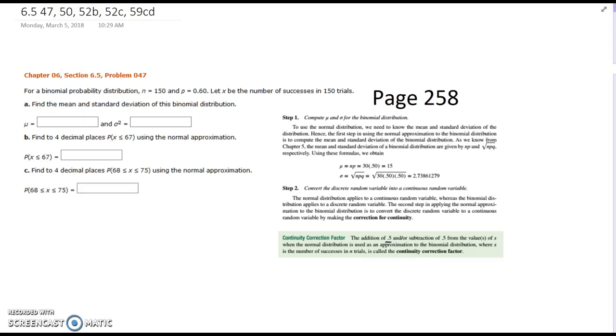So we're going to look at some examples from 6.5. 47 is a pretty straightforward idea of this binomial distribution.